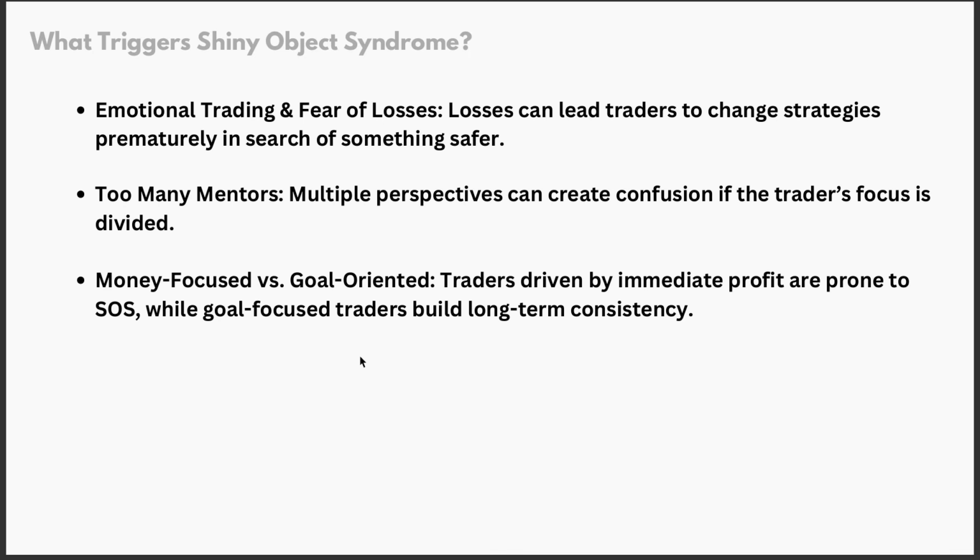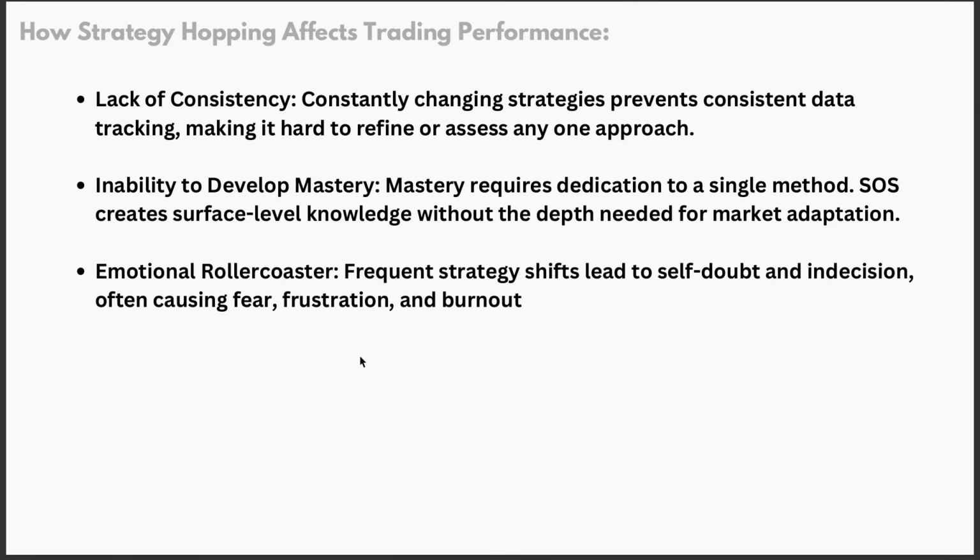Now the money focus versus goal oriented. When you are driven by the immediate profit, like you want to get that money, that also triggers the shiny object syndrome, because you will see a trader pulling out 5k or 10k a day and you are feeling behind and you want that money quick, while the goal oriented traders who want to build the long-term consistency aren't chasing the new strategies. Now how the strategy hopping affects your performance.